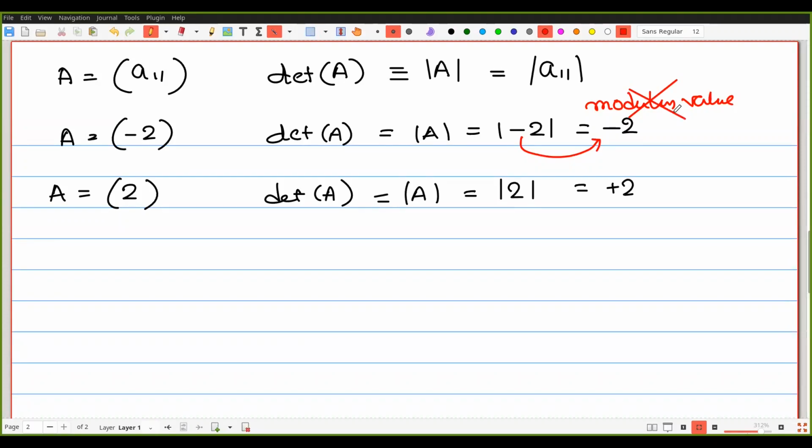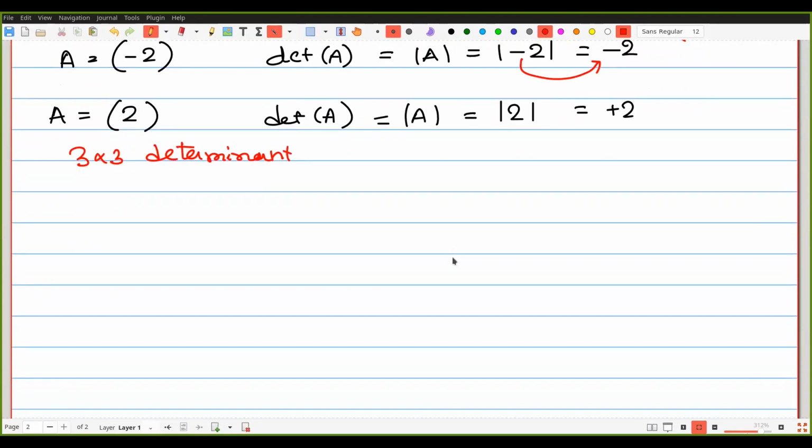So 2 cross 2, 1 cross 1. Next, the higher order. Very first, we are proceeding with a 3 cross 3 determinant value. And before the 3 cross 3 determinant, we have to know about two other terms. The first one is called the minor of any element, and the other one is called the cofactor of any element.